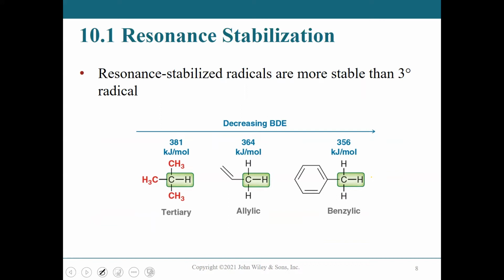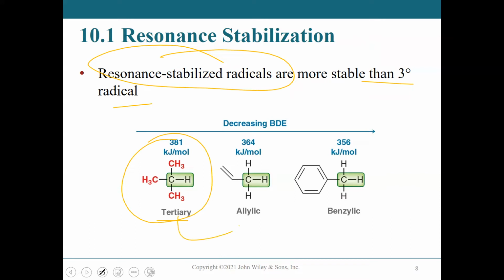Okay, here's also something very important that is not as usual as carbocations. Remember the carbocations, we said that tertiary carbocations are always more stable than secondary, secondary more stable than primary. Here for radicals that is not the case. In radicals, resonance stabilized radicals are more stable than tertiary radicals. So you have a simple tertiary radical. That simple tertiary radical with no resonance will be less stable than an allylic radical.